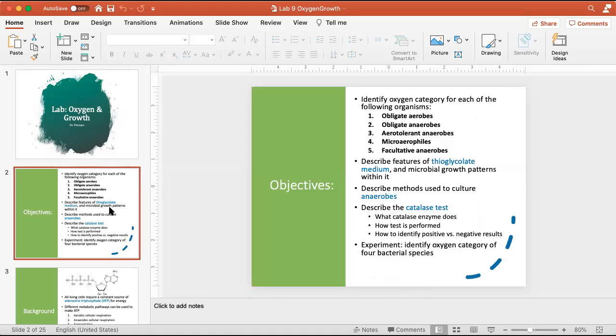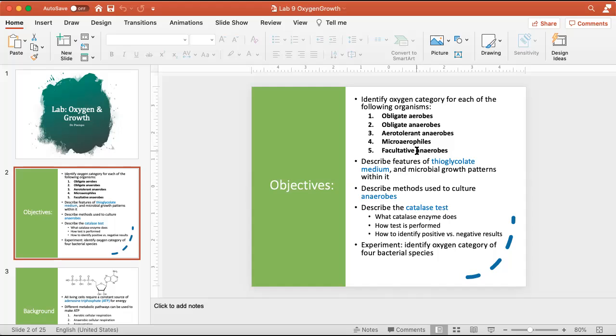Let's talk about the objectives that we have for today. We're going to talk about 5 different categories of oxygen usage for microbes. And we're going to be talking about bacteria really today. So there are 5 different categories that bacteria can fall in terms of how they use oxygen or don't use oxygen. So that's the first thing we'll do. We'll talk about each category and what the names mean.